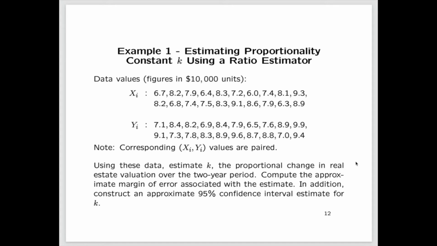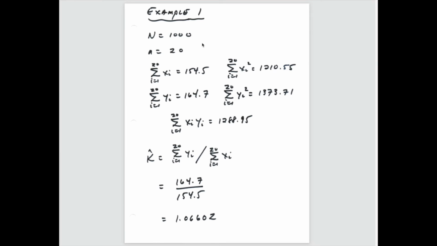Now, using these data, we want to estimate K, the proportional change in real estate valuation over the 2-year period, compute the approximate margin of error associated with the estimate, and in addition, construct an approximate 95% confidence interval estimate of K. Okay, so we write down what we know here. We know that capital N is equal to 1,000, and little n, the sample size, from a simple random sample from the population of 1,000 homes, is equal to 20.